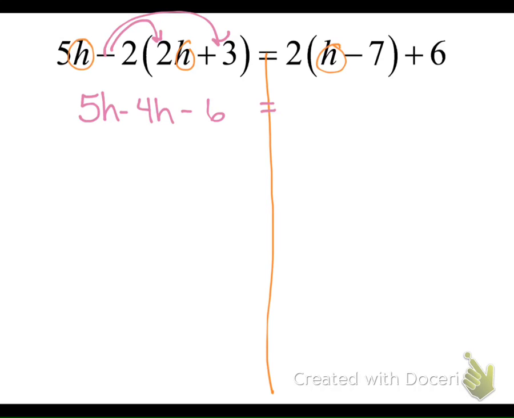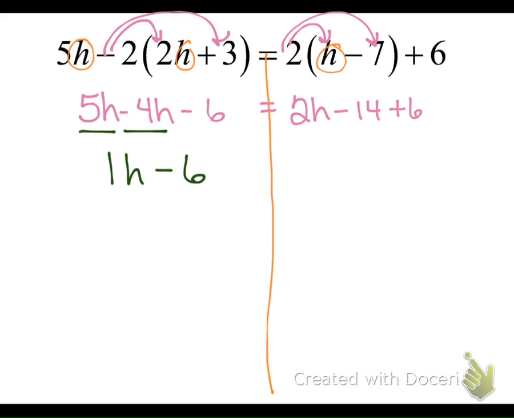And then I go to my right side of the equation, and I start by distributing on the right side as well. So I'm going to take 2 times h to get 2h, and 2 times -7 to get -14, and then I'm going to bring down that +6. After I distribute, I go back to my left side, and I see if I can combine like terms. Well, here I have 5h and -4h that are like terms. So 5h minus 4h is 1h minus 6.